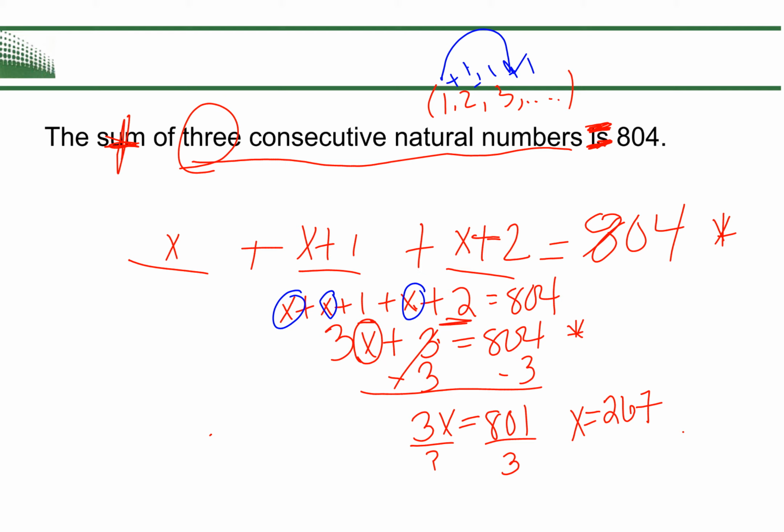Alright, so I'm not done with it. This thing asked me to find the sum of 3 consecutive natural numbers is 804, and then it would say like find the numbers. So what are my numbers? Come back up here, and the first one is x, so that would be 267. Add 1 to it, my next one would be 268. My last one would be 269.